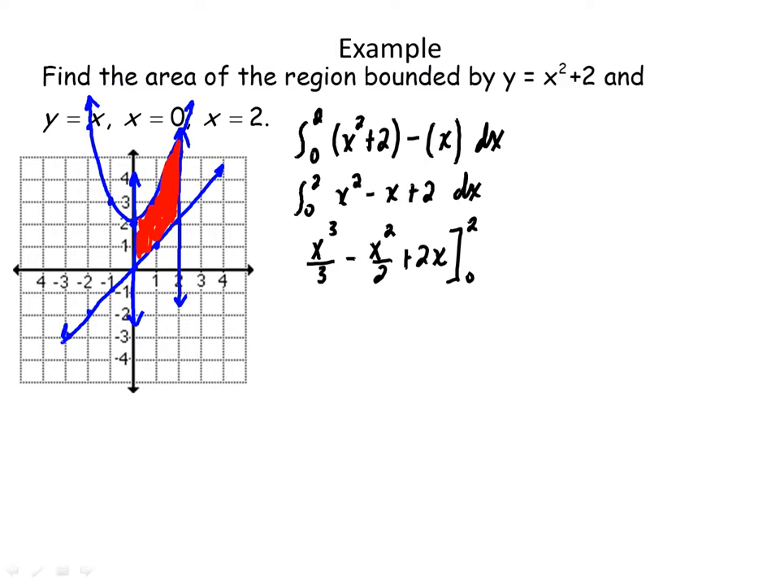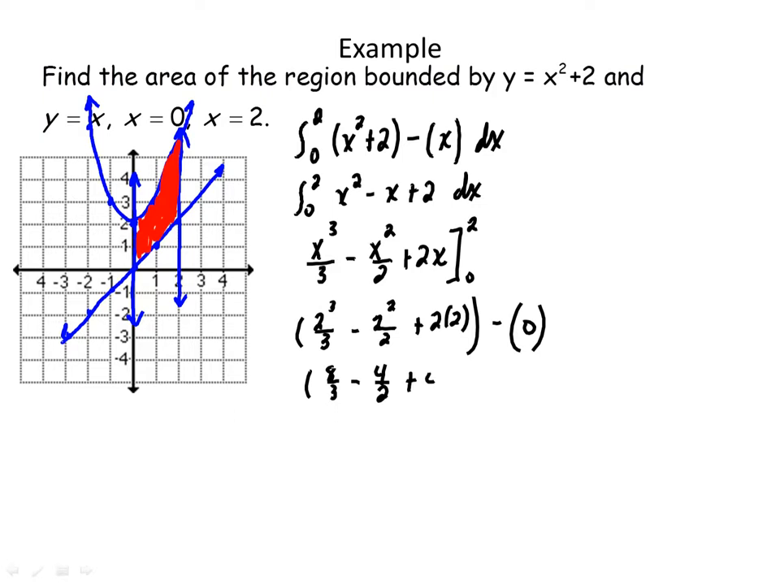Okay. So again, let's plug the 2 in. So we'll have 2 cubed divided by 3 minus 2 squared divided by 2 plus 2 times 2. And then, of course, minus when you plug 0 in for all of those. Now, that's not always going to happen, so don't take that for granted. So make sure you look at that. But anyway, what we're going to have is 8/3 minus 4/2, which, of course, is going to reduce, plus 4. Plug all that into your calculator, and hopefully you came up with 14/3.